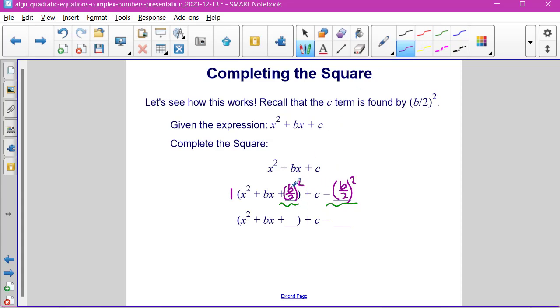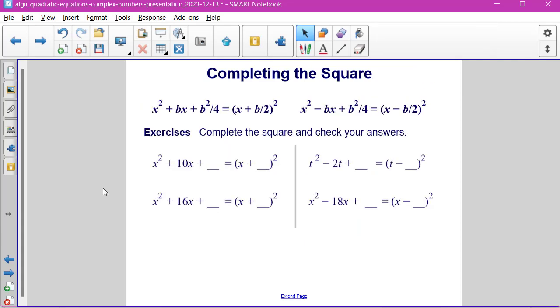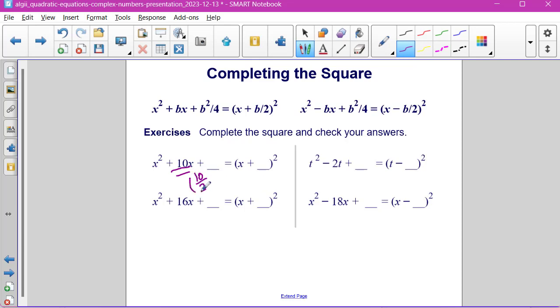And now if we distribute the square through to all of our terms here, we would have b squared over 4. And again, distribute the square through, we would get b squared over 4. Now let's do some exercises where we are completing the square, and we're going to check our answers. So we have x squared plus 10x plus some number. Well, that's going to be our b value of 10. It's going to be 10 over 2, and then we're squaring it.